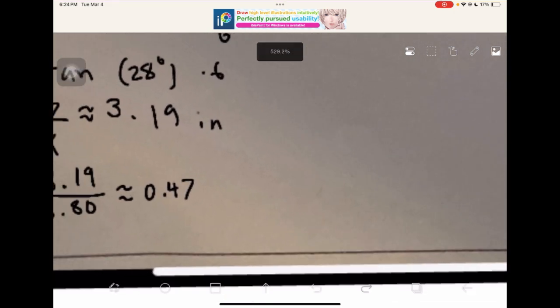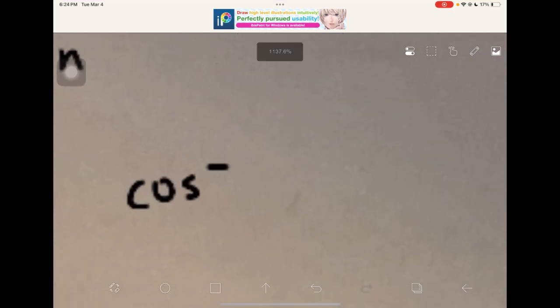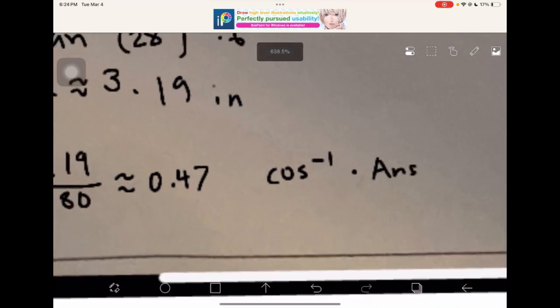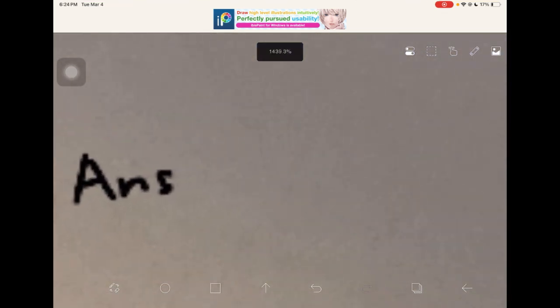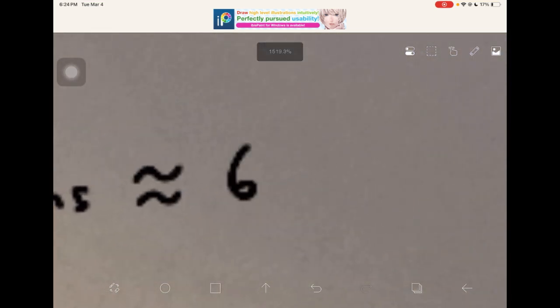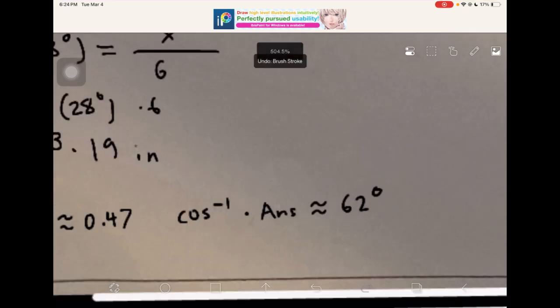So we just need to plug this in once again. Cosine raised to -1 times the answer, which is approximately 0.47. So we go shift on the calculator, we do cosine raised to -1 times the answer, and we get slightly above 62. 62.02, or just 62 degrees.